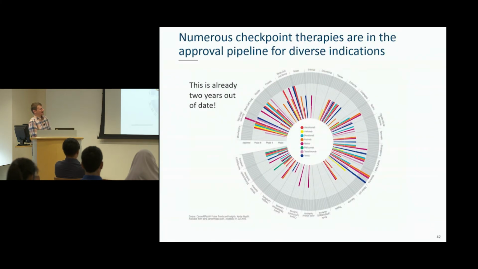And there are so many trials going on using these types of approaches. So here, the colors represent different checkpoint medicines, which are targeting either PD-1, PD-L1, CTLA-4, which is another checkpoint gene, TIM-3, LAG-3. There's all these others that you can potentially target. And around the edge here, you see all the different indications that these therapies are being tried in. And this figure is already 2 years old. I'm sure today there's more than twice as many trials going on tackling different indications.